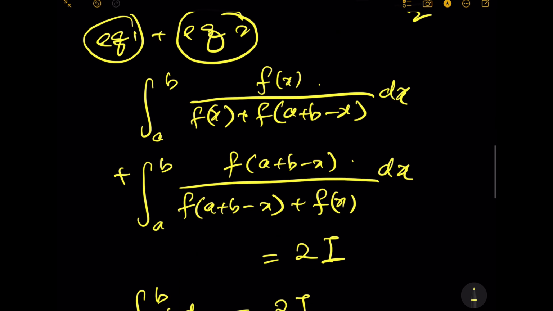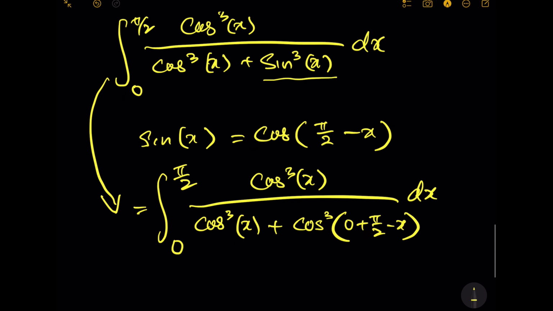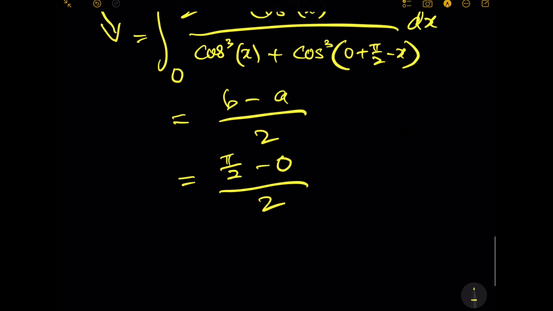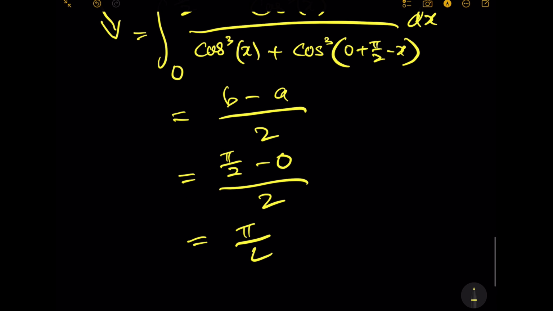What is our b minus a over 2 here? The b is pi over 2. The a is 0, divided by 2. So the answer is pi over 4. And this is the answer.